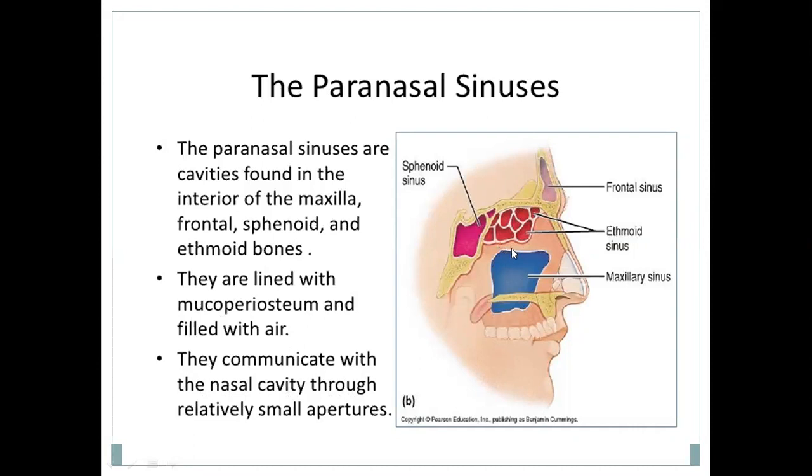This is the roof of the maxillary sinus. It is in the inferior wall of the orbit, and this is the apex, which is over the premolars and the molars of the upper teeth. And this sphenoid sinus is in the body of the sphenoid.